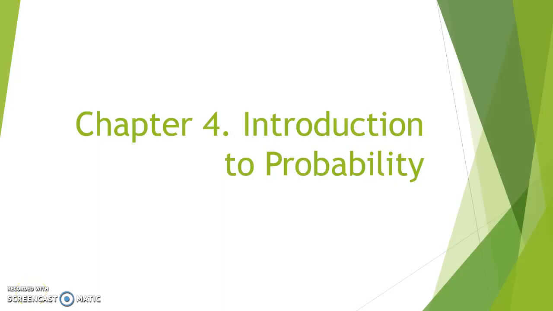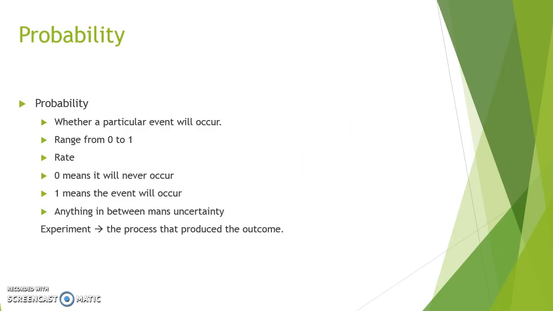For this week, we will be going over Chapter 4, which is Introduction to Probability. Now, what is probability? Probability is something that we deal with every single day, from the moment that we wake up until the moment that we fall asleep. All our daily activities are based on probability. For example, if we see it raining outside, we say the probability of rain outside today is 100%.